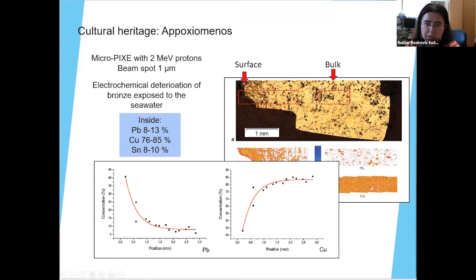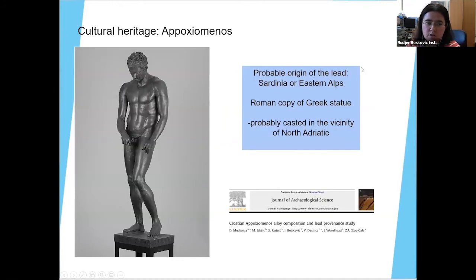So the real concentrations obtained were that lead was within 8 and 30%, copper between 76 and 85%, and tin between 8 and 10%. Besides this micro-PIXE analysis, additional analyses were performed, like lead isotope analysis, and the conclusion was that the probable origin of the lead was from Sardinia or the Eastern Alps, and this is basically a Roman copy of a Greek statue. And this statue was probably cast somewhere in the vicinity of the North Adriatic, where it was originally found.